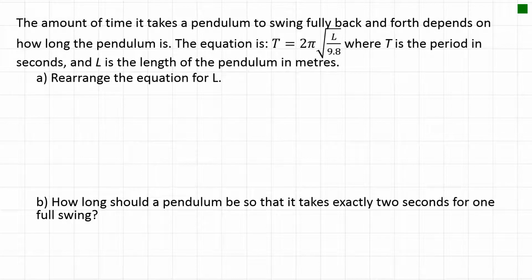In this example, we have this equation for a pendulum. The period T is 2 pi times the square root of L over 9.8. And we're going to rearrange this equation for L. So to start, I'm just going to write that original equation.